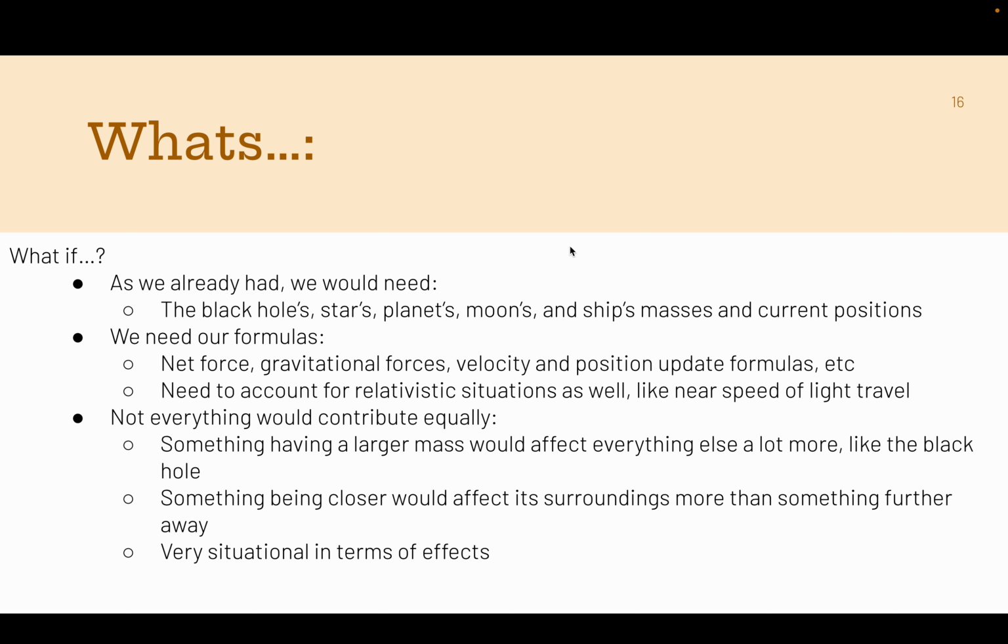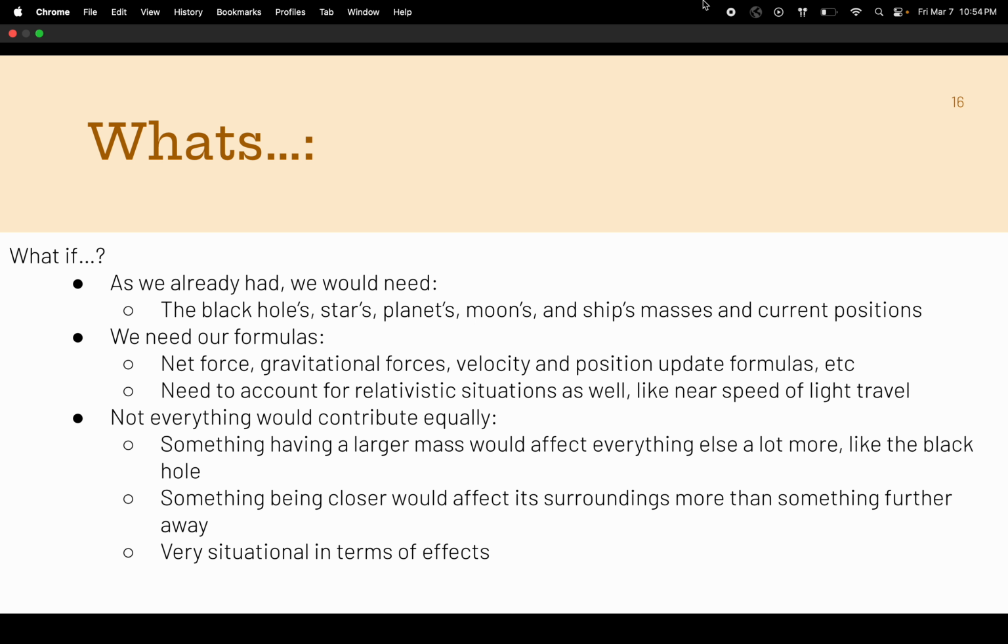So what if? As we already have, we're going to need the black holes', stars', planets', moons', and ships' masses and current positions. We're going to need our formulas like net force, gravitational forces, and velocity and position update formulas. We may need to account for relativistic situations as well, if something's traveling near the speed of light. And not everything would contribute equally. Something having a larger mass would affect everything else a lot more, like the black hole. Something being closer could also affect the surroundings a lot more than something really far away. So contributions will be very situational in terms of effects. And that's all.